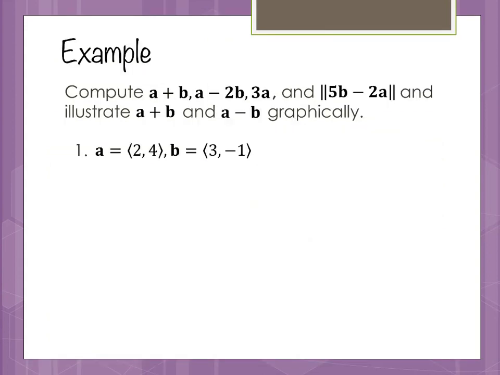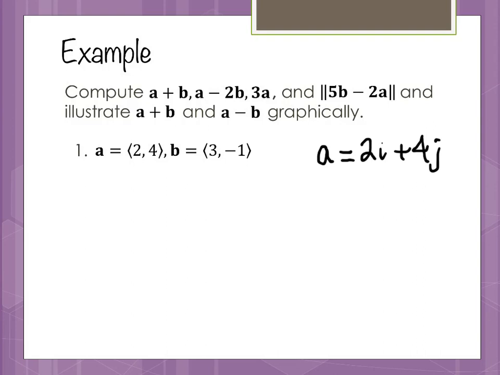So here's our example. We have different things that we're supposed to compute, and we've got two vectors. There are a couple of ways you can see vectors written. One of them is written like ordered pairs, but with angled brackets around them. Another way that you might see them written is with components i and j. So for instance, this vector A could be written as 2i plus 4j. And we'll see an example where something is written that way as well. The i component is the horizontal component. The j component is the vertical component.